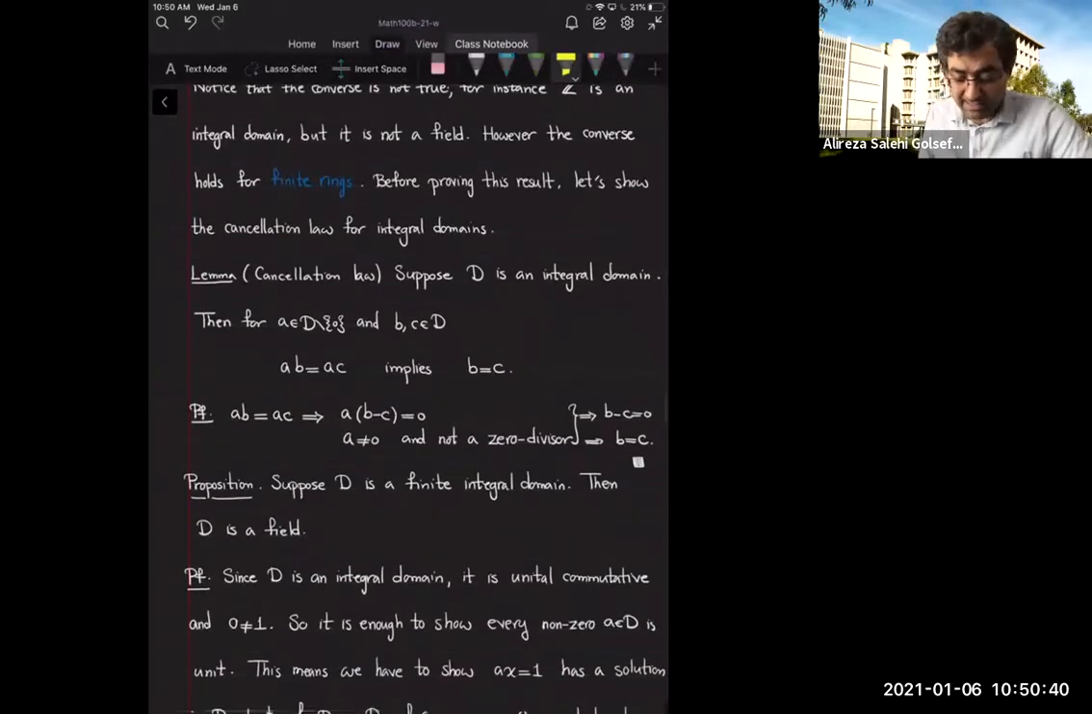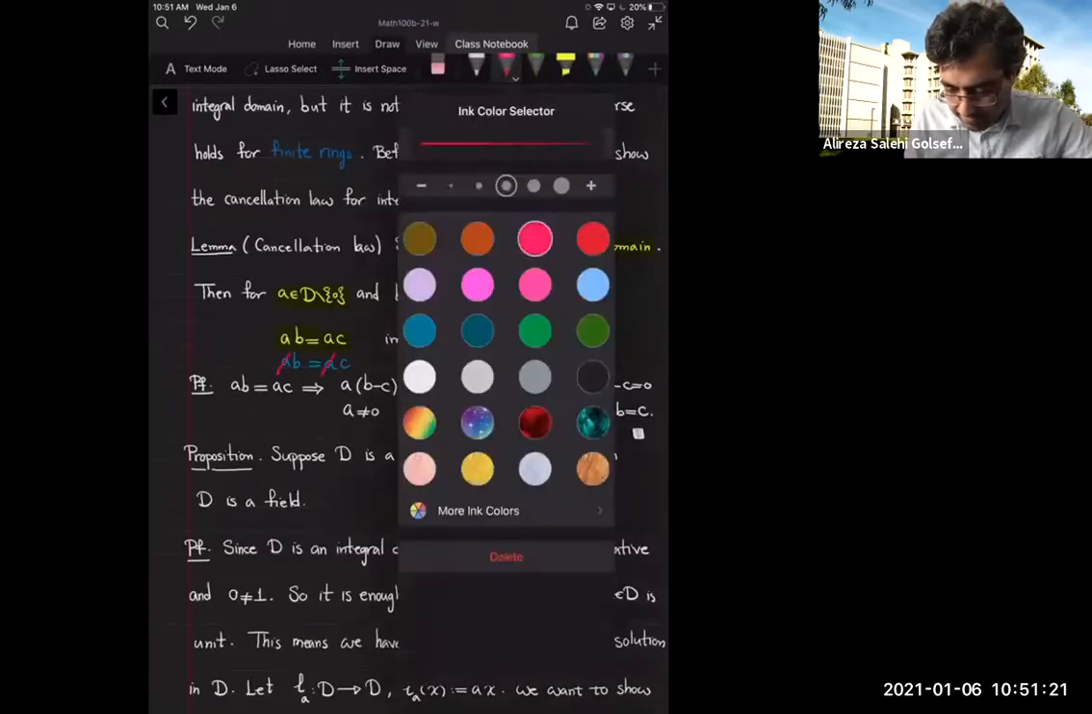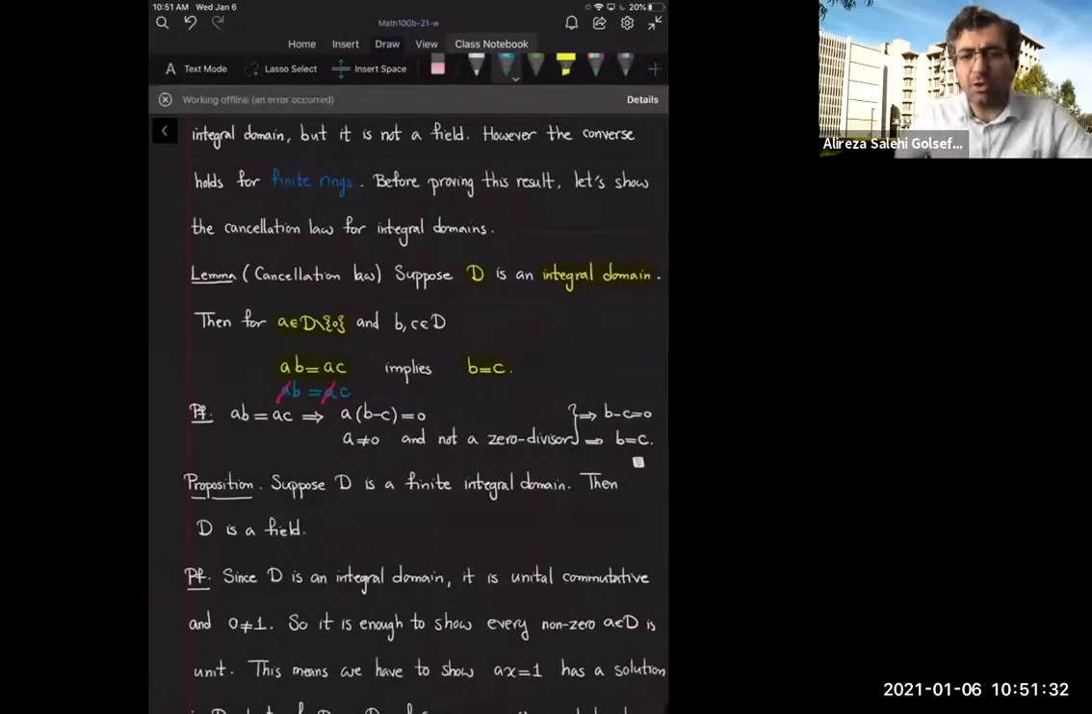So what is the cancellation law? If D is an integral domain, then if I give you a non-zero element A, the following holds. If I tell you AB equals AC, I can cancel out A's and deduce that B is C. So we often write AB equals AC and cancel it out. So if AB equals AC and A is not zero, then I can cancel it out, and that's called the cancellation law. Why is that the case?